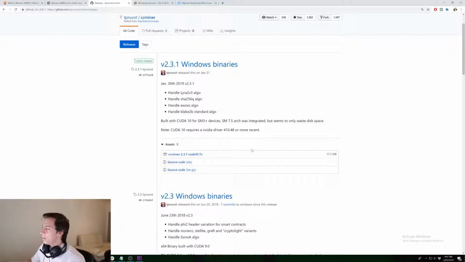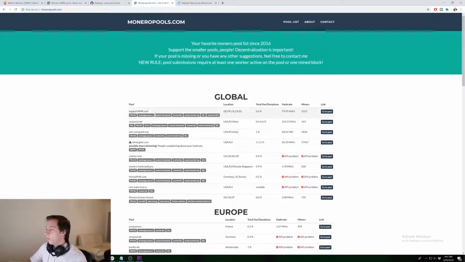So basically what you're going to want to do is just download that, and then once you've downloaded that, you're going to want to go to moneropools.com and pick a pool that you would like to start mining from. I'm going to leave in the description again something for you just to copy and paste in so it's nice and easy, but if you want to go and have a look at a few different pools to mine from, that's cool too.